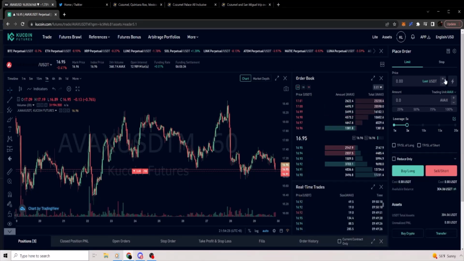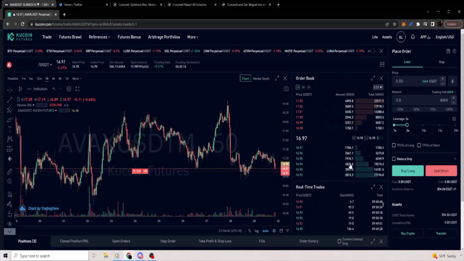On the right, you'll see place order, limit, stop, and so on. Leverage under here, if you are able to, you can jack this all up to 20. I would recommend you do not do that. I recommend you stay 5 and under. Okay, that's important.